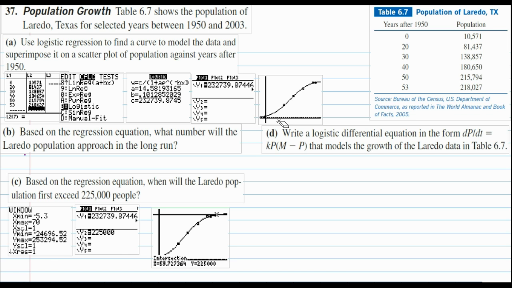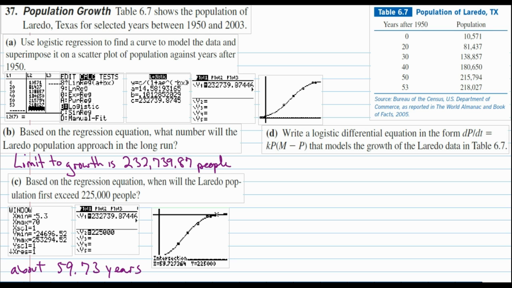Now part B, based on the regression equation, what number will the Laredo population approach in the long run? So what's the maximum carrying capacity or limit to growth? Well, that would be my C value from my calculator, 232,739.87 people. Now, based on the regression equation, when will the Laredo population first exceed 225,000 people? So again, I changed my X max here to something that would extend beyond my natural window around my data, just because that 225,000 is getting very close to my maximum, so I need to see pretty far out to the right on this situation. And then I put into Y2 225,000, found the intersection, and I got that was about 59.73 years.